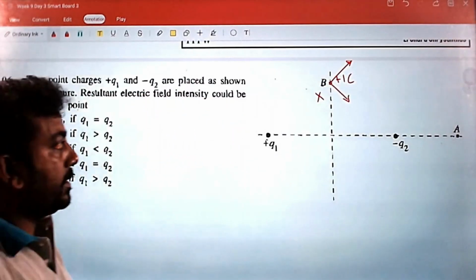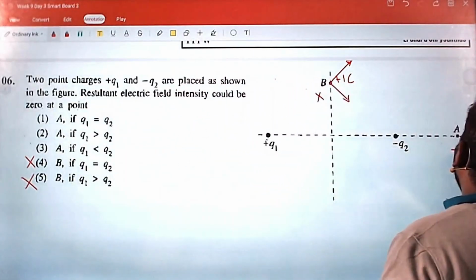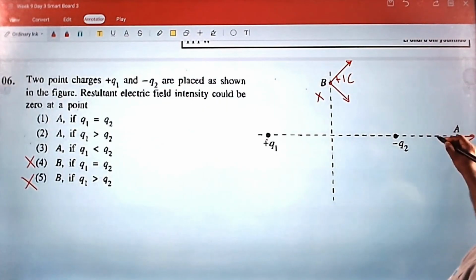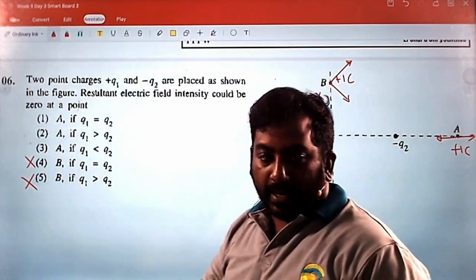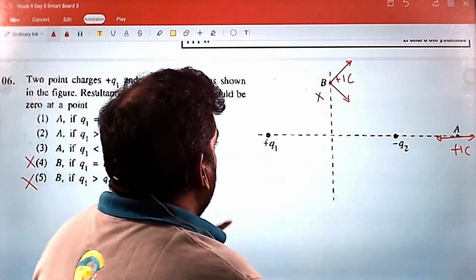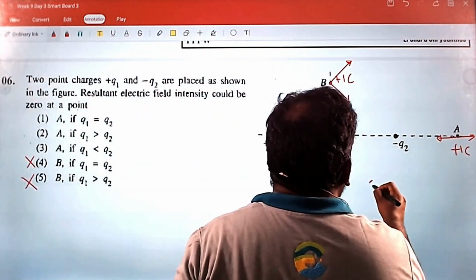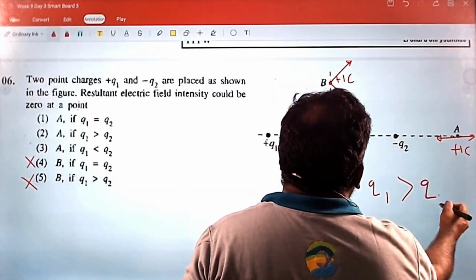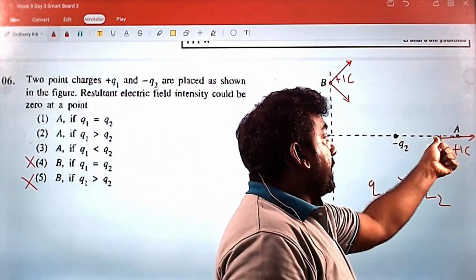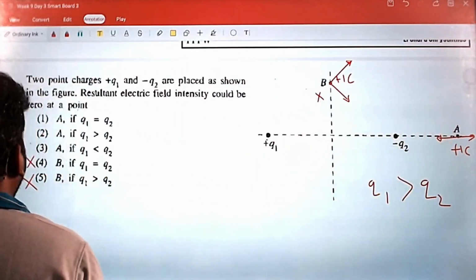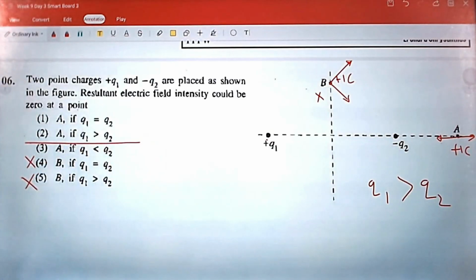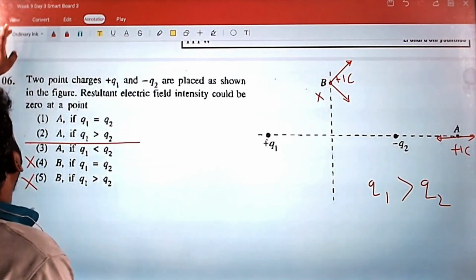Options 4 and 5, what can you say here? If I keep a plus 1 coulomb, positive is repulsive, negative and positive attractive. Now here it can be 0, but what's the condition? This is far away, this is close by, so Q1 should be greater than Q2 actually. If Q2 is larger, then the attractive force will be larger. So Q1 is larger than Q2 at A. The correct answer is going to be answer number 2.